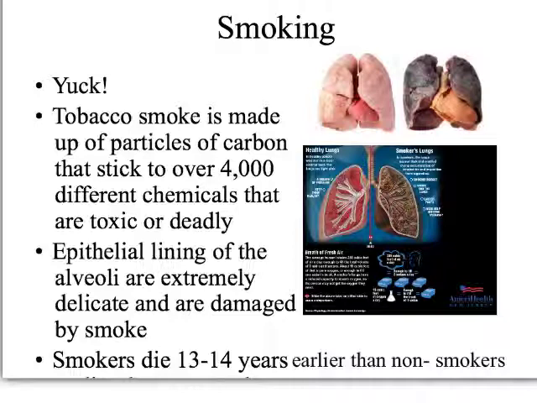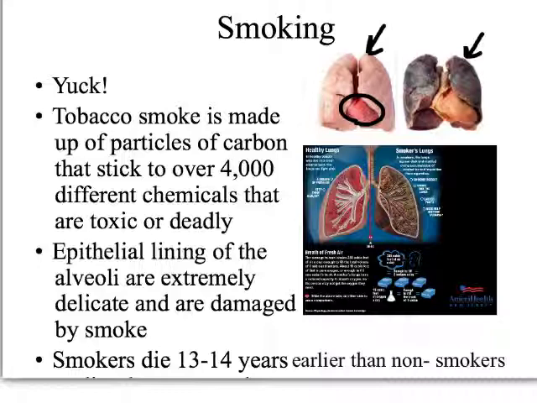Remember we said in the alveoli, it's a single layer of epithelial tissue lining. So it's a single layer of cells. And so you can imagine that with over 4,000 different chemicals that can be toxic and deadly, those alveoli are going to be damaged by smoke for sure. Okay, so if we take a look over here at the picture, this is nice, healthy, pink, what lungs should look like. Okay, here's the heart in the middle. Here is smoker's lung, which is black and scarred and tarred and gross.